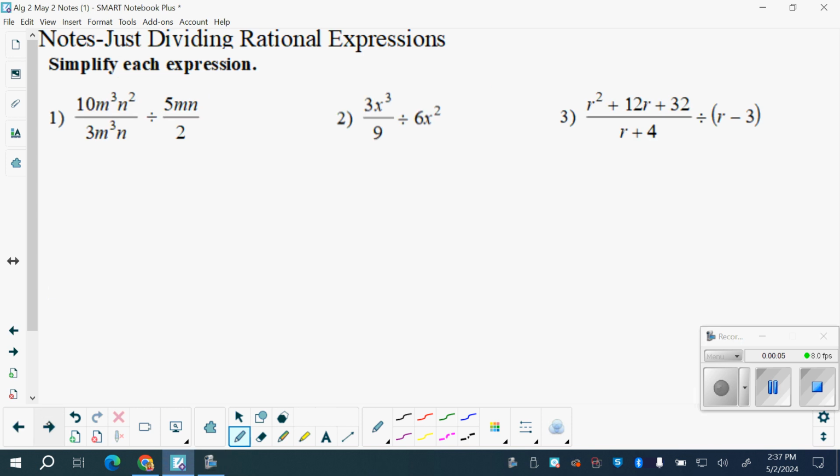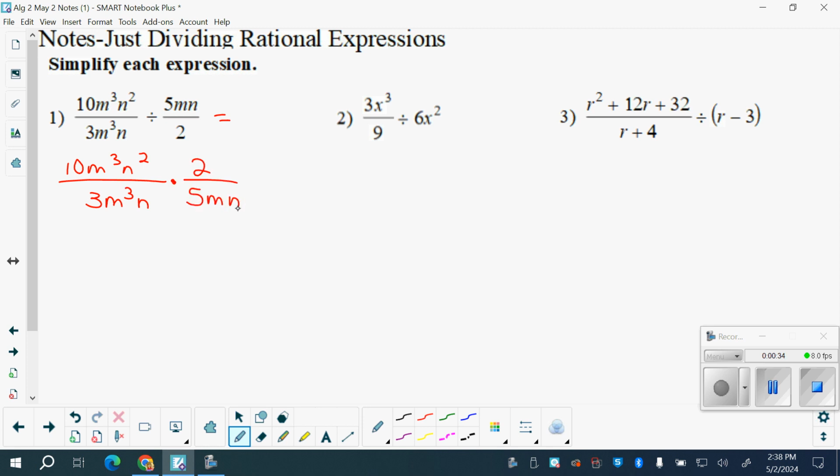Okay, so today we're going to do just dividing. So when we divide, we want to rewrite it as what? Multiplication. And then do what with the second fraction? Reciprocal.